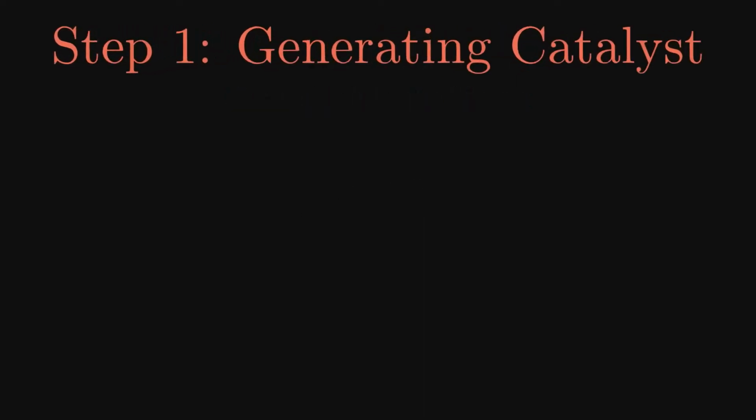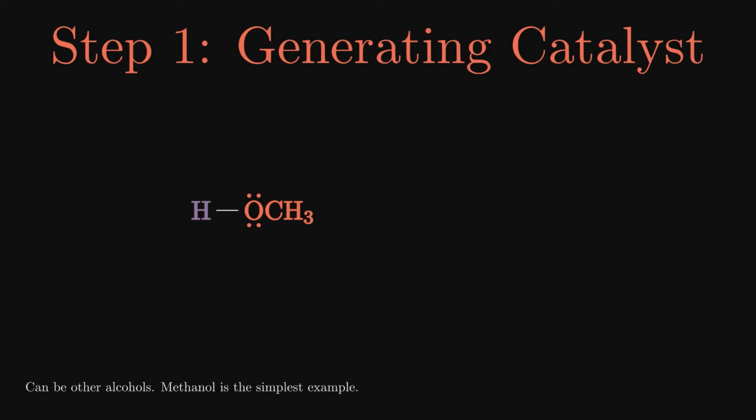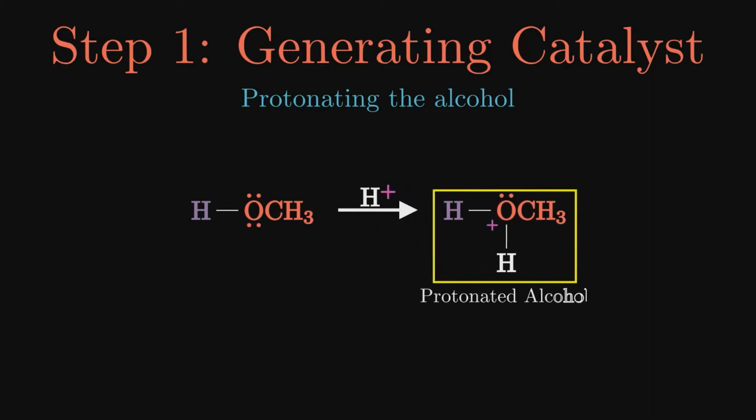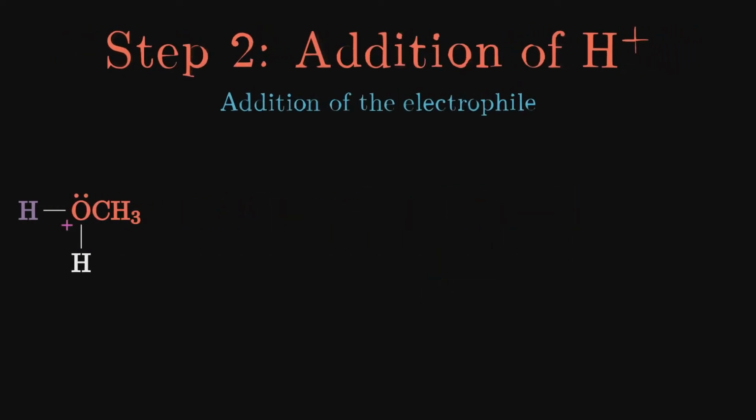The first thing we need to get our reaction going is some electrophilic hydrogen. We know previously that an acid can promote the generation of them via the formation of H3O+. We do not have water, but we can generate a protonated alcohol. This will be our catalyst. One of the hydrogens from our protonated alcohol will add to the double bond.